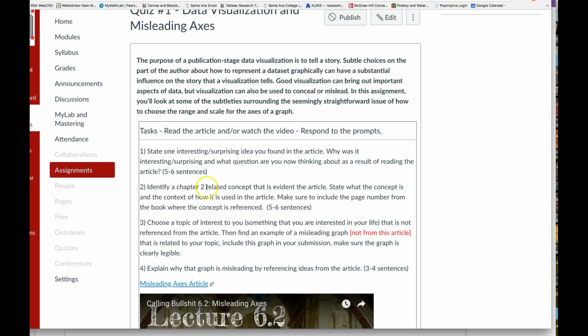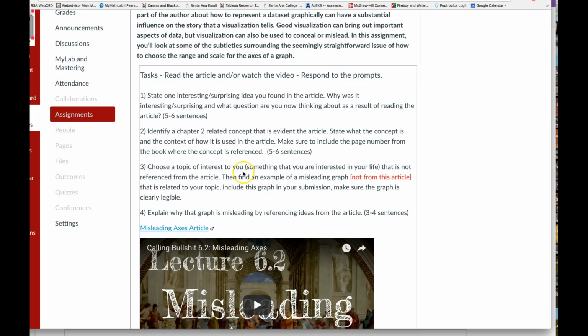Second task is to identify a chapter 2 related concept that is evident in the article. State what the concept is and the context of how it's used in the article. So not only what the concept is, but how it is used in the article, and then make sure to include a reference to the page number from the textbook of where that concept is, so I know that you're relating it to chapter 2.